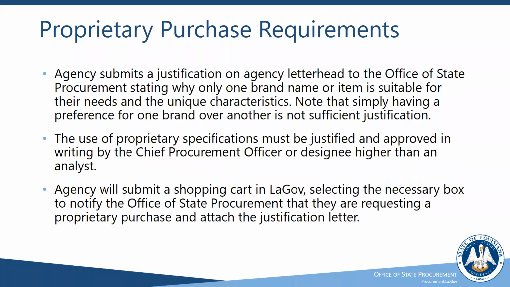So what is required from an agency when they want to make a proprietary purchase? An agency submits a justification on the agency letterhead to the Office of State Procurement stating why only one brand name or a particular item is suitable for their needs and the unique characteristics of that product. Note that simply having a preference for one brand or another is not sufficient.